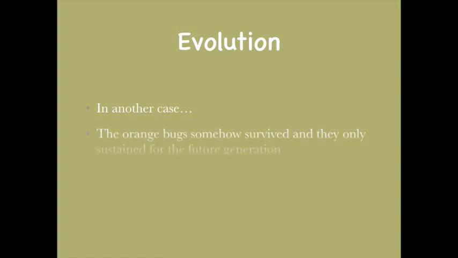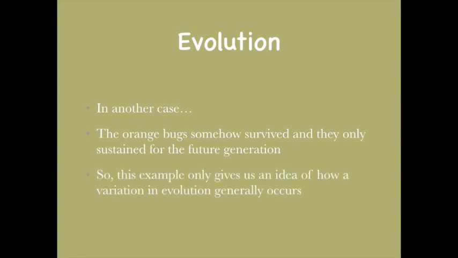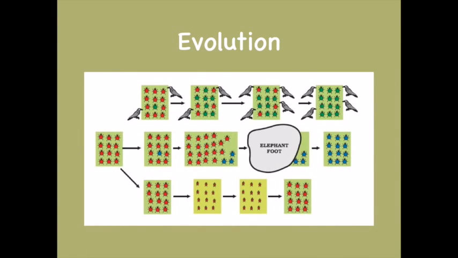Similarly, in another case, the orange bugs survived somehow and they sustained through the future generations. So this example gives us an idea of how a variation in evolution generally occurs. There are actually many environmental factors. Given below is a diagram of the same thing which has been explained above. Please have a look at it.